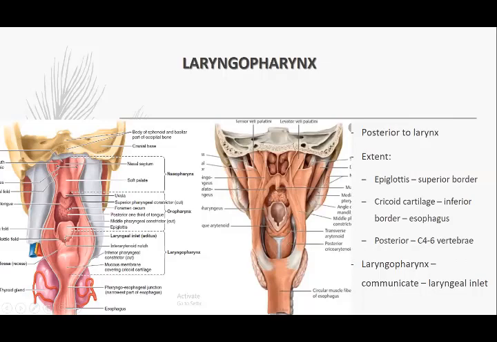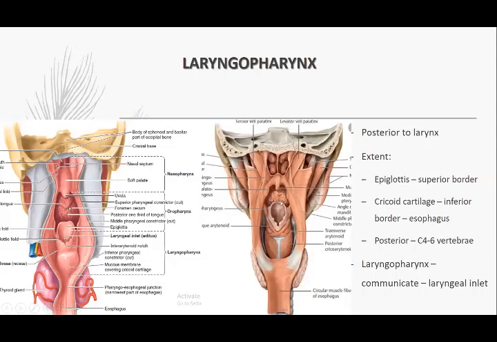Laryngopharynx. Okay, the lowermost, the inferior part of the pharynx, I told you. This is also called hypopharynx. This part lies posterior to the larynx. It extends from here. Before going this, let me explain these cartilages to you. These are cartilage of the larynx.